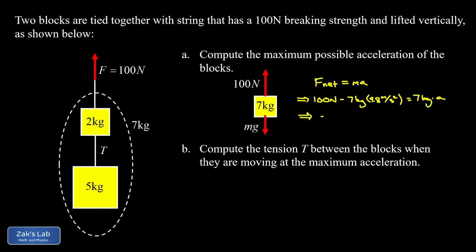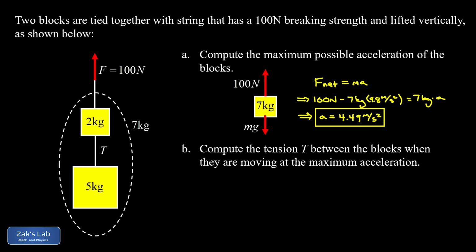So at this point, we can plug everything into a calculator. We take 100 minus 7 times 9.8 and then divide the result by 7. In rounding to our traditional 3 significant digits, we get an acceleration of 4.49 meters per second squared. So now we get to the second part of the problem where we want the tension between the blocks when they're moving at this maximum acceleration.